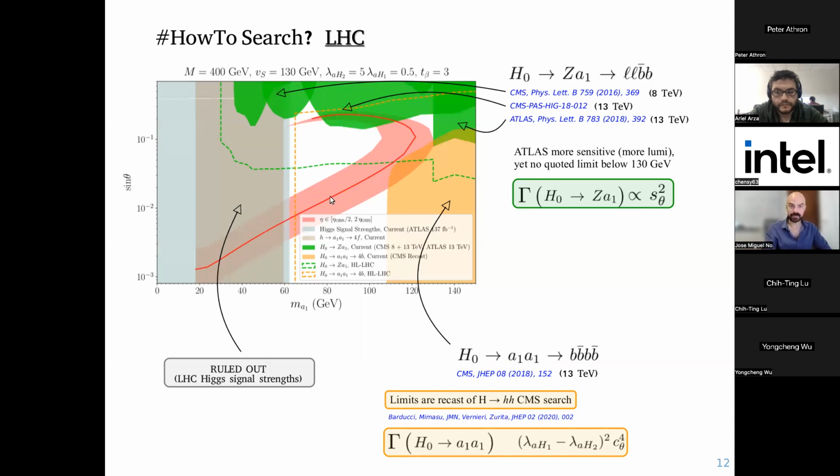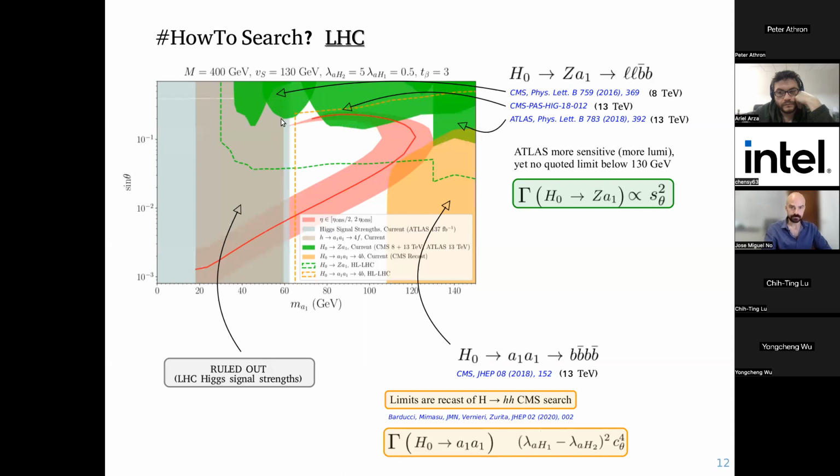And then the other thing: in this plane we have to fix the H naught mass to 400 GeV, but of course green and orange will change significantly if you decrease or increase this. In our paper we had another plot with M equals 850, and you could see that, of course, the searches lose stamina. They keep on constraining regions of parameter space, but they don't fully cover everything.